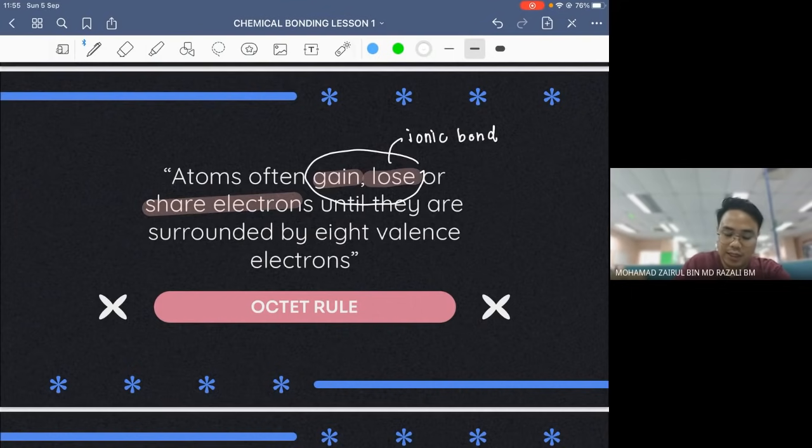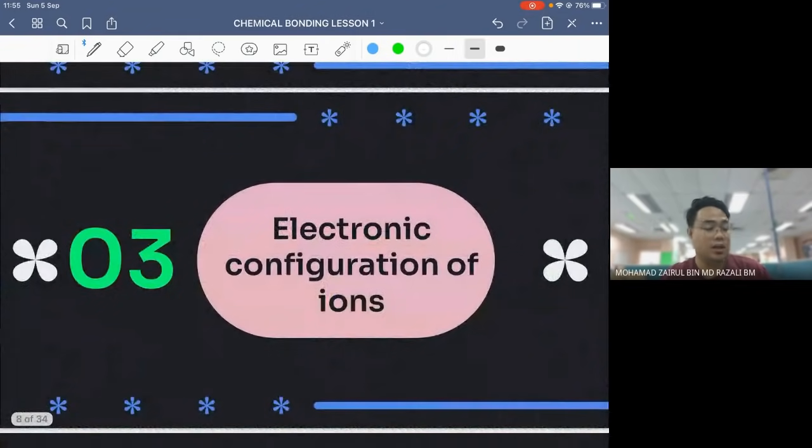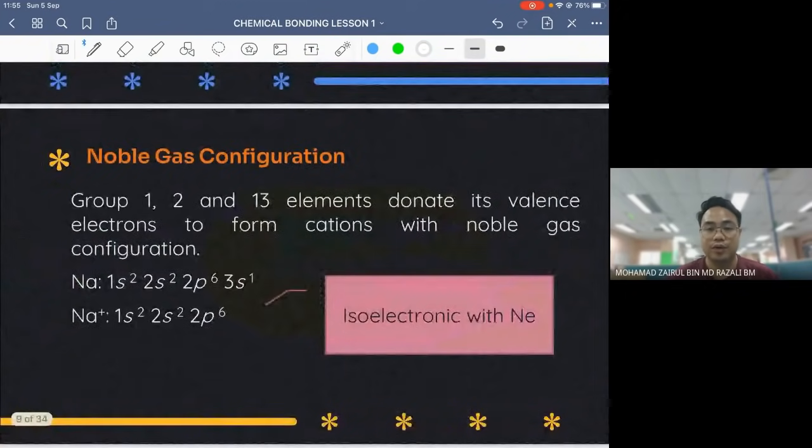Okay, kalau sharing electron yang macam awak belajar dulu waktu sekarang mendengar adalah formation of the covalent bond. Okay, now we learn about the octet rule. Kita boleh proceed with the stability of the ion. Okay, we have 3 different types of stability of ion. So we have the noble gas configuration, pseudo noble gas configuration, and also half-filled orbital stability.